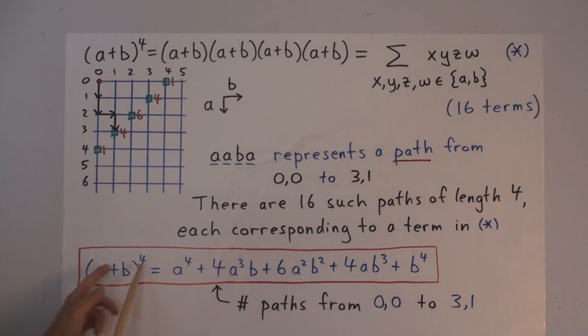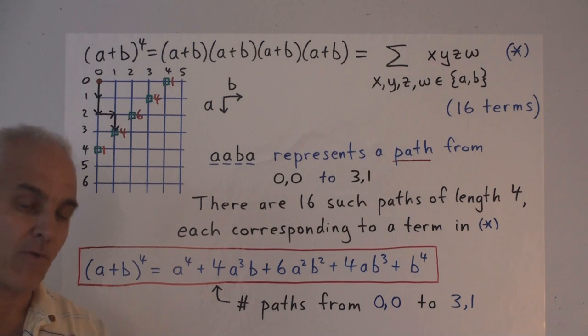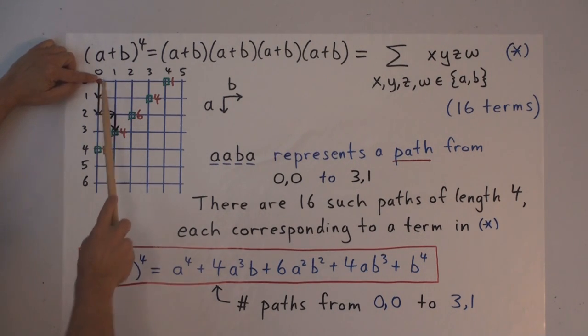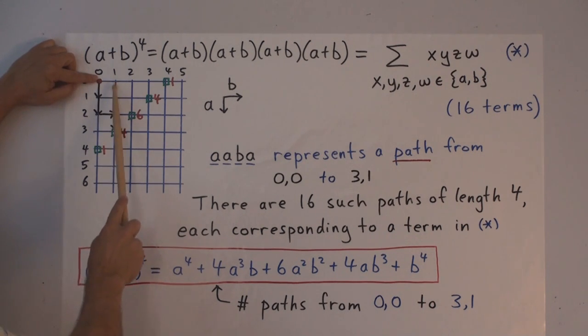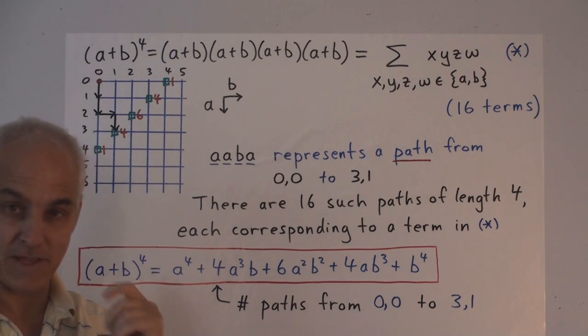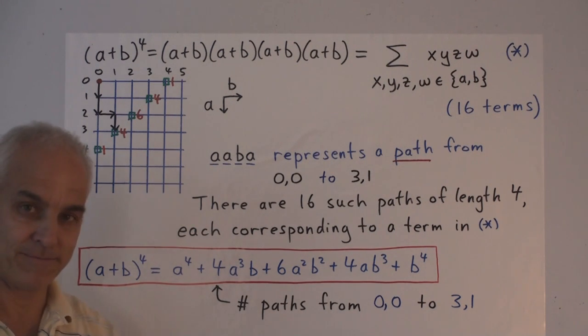So for example, A plus B to the 4th, which we've seen is this expression here. This coefficient of 4 represents the 4 possible ways of getting from here to here. And what are those 4 possible ways? Well, there's AAAB, or AABA, or ABAA, or BAAA. Those are the 4 different words in the A's and B's that have 3 A's altogether and 1 B.